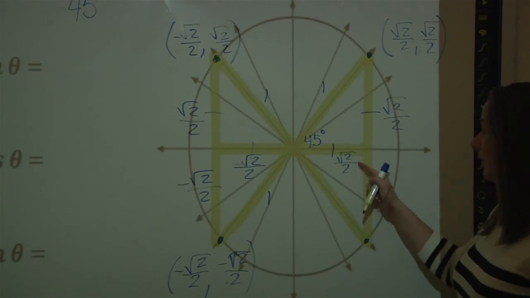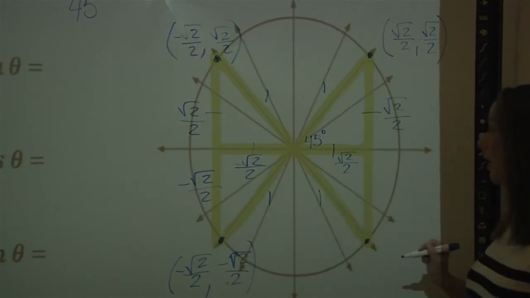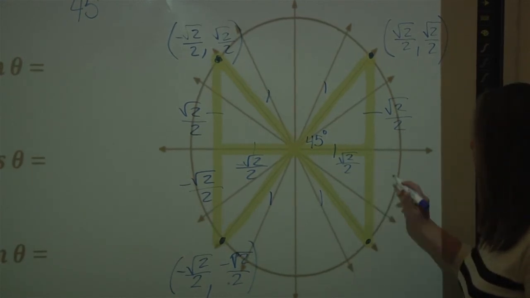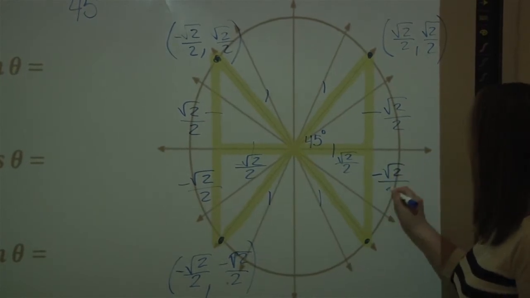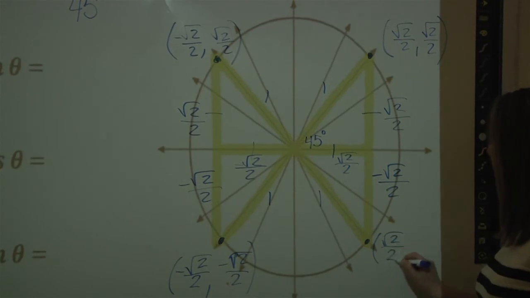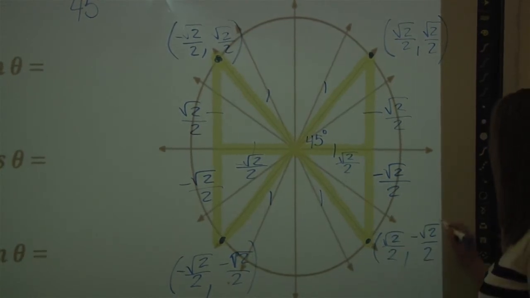Our last triangle that we're going to use is going to be this one. So our x we figured out is positive radical 2 over 2. Our hypotenuse and our radius is 1 since we're on the unit circle. And since we're going down in the negative direction, this is going to be negative radical 2 over 2. So our xy ordered pair is going to be radical 2 over 2, comma, negative radical 2 over 2.